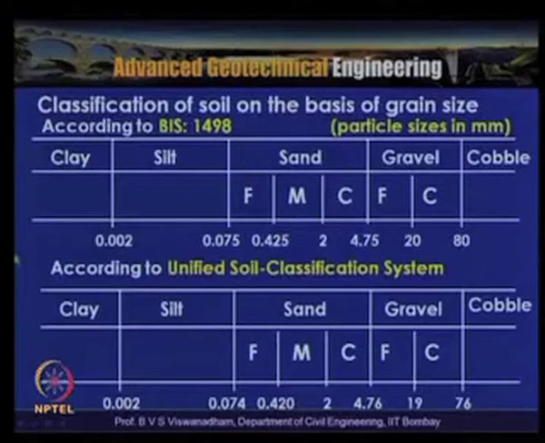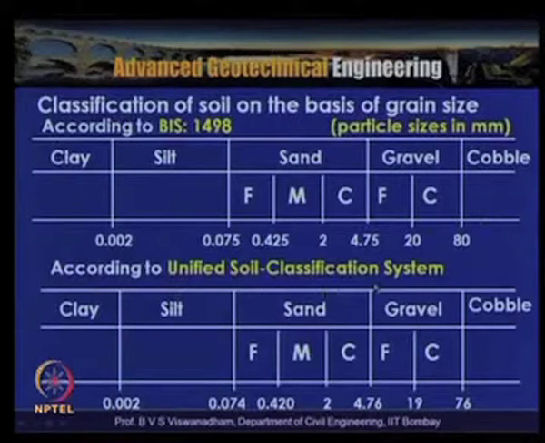So, the size of the soil particles which are less than 2 micron, that is 0.002 mm, is regarded as clay, and the size of soil particles less than 0.075 and greater than 2 micron or 0.002 mm is regarded as silt. In the sand we have fine sand from 0.425 to 0.075 mm, medium sand from 0.425 to 2, and coarse sand from 2 to 4.75, and then we have gravel, and then we have cobble.